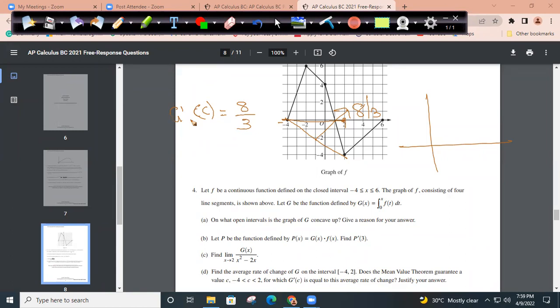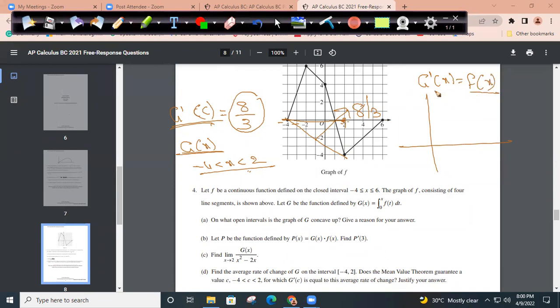So function should be continuous and differentiable. Which function should be continuous and differentiable? G of x should be continuous and differentiable. From where to where? From -4 to 2. So if I can prove G of x is continuous from -4 to 2 and differentiable from -4 to 2, according to mean value theorem, the average rate of change should be equal to instantaneous rate of change. 100% correct, right? So we clearly know what is G dash of x. G dash of x is f of x.